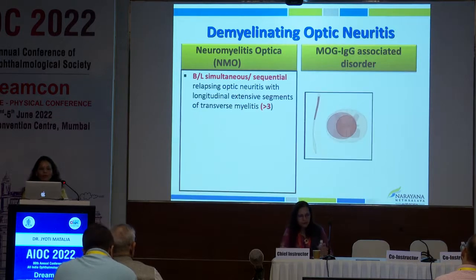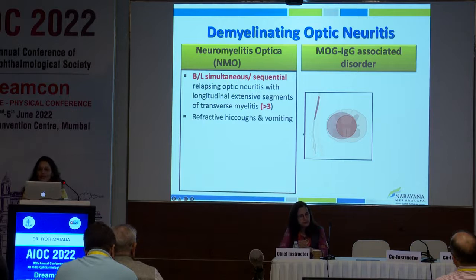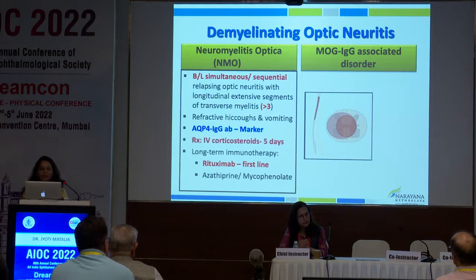So what is the difference? The NMO is a bilateral, simultaneous or sequential relapsing optic neuritis with involvement of more than 3 segments, that is, of the transverse myelitis, as you can see here. It is classically associated with refractory hiccups and vomiting, and the aquaporin-4 antibody marker is very, very positive. You need to treat with IV corticosteroids and rituximab, but remember the recovery is poor.